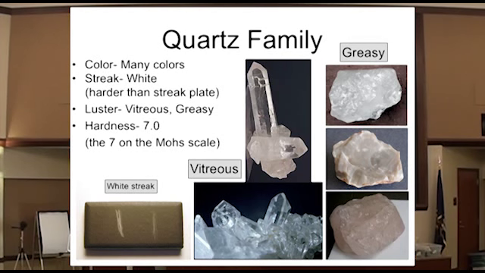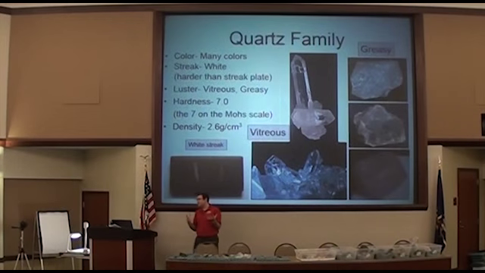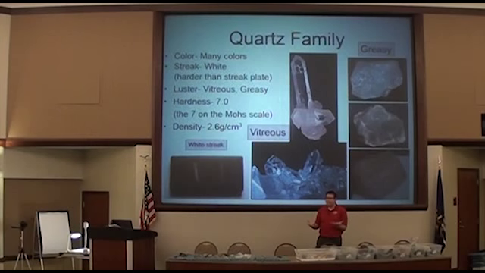Its luster is often vitreous or adamantine or glassy. It's sometimes greasy, could be other things. Depends. Could be waxy. Its density is 2.6 grams per milliliter, or grams per cubic centimeter. So similar to the calcite, right? That's very close. It's about the same density, much, much lighter than the galena.